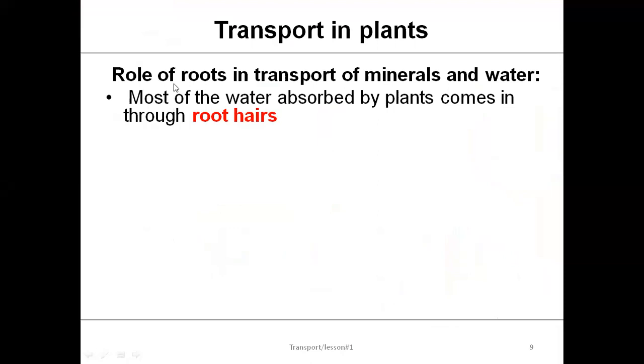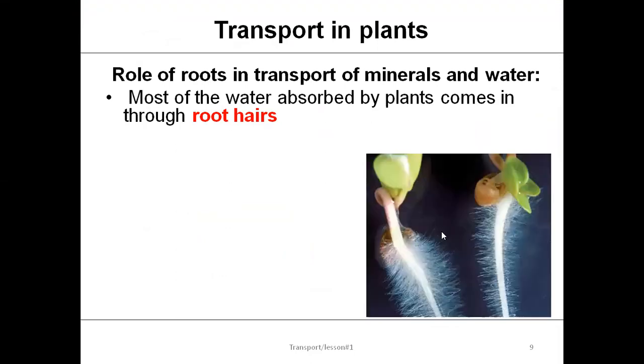Transport in plants. Role of roots in transport of minerals and water. Most of the water absorbed by plants comes through the root hairs. Root hair की वजह से water की absorption होती है. Root hairs वाली slide लगाई है मैंने. ठीक है, root hairs की वजह से water की absorption हो रही है. Roots are the main structures that are used to anchor the plant in the soil and to absorb the materials.